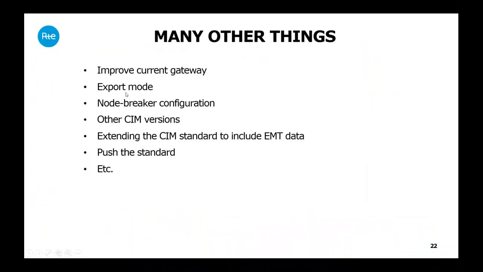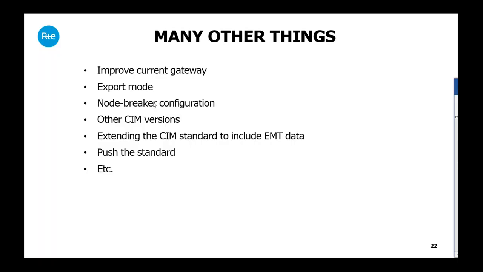So we can also make more effort on the export mode. I mentioned it previously. We can try an import-export loop and compare original and generated XML files. For the node breaker configuration, I will also explain what it is. It's a detailed network topology. It's part of CIM. All the tests have been done with the bus branch model. Bus branch is a simplified version of a network topology.